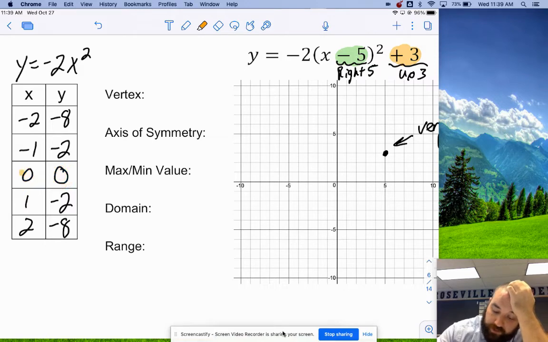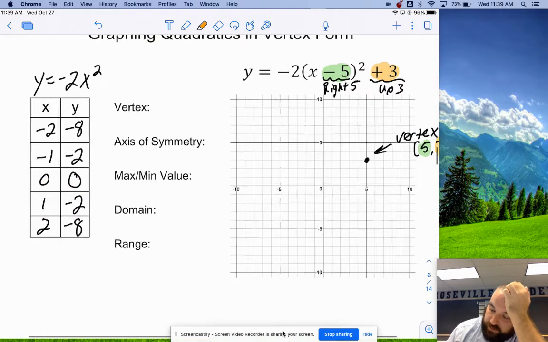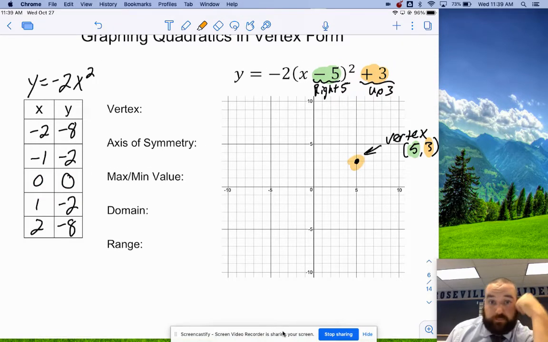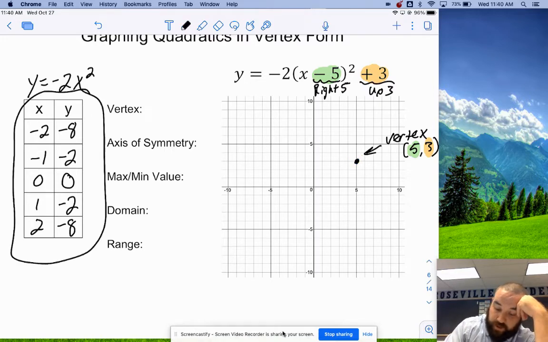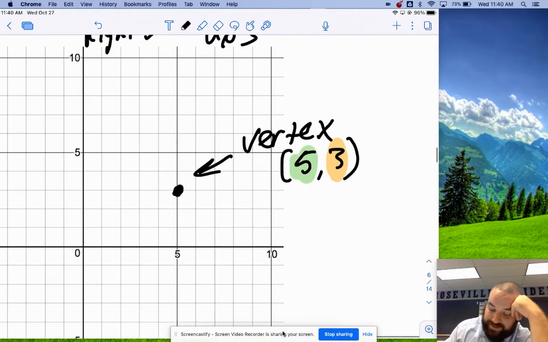But we know that the vertex is actually at 5, 3 right here. Okay, so here's how I like to do this. This might not make sense the first time, and if it doesn't make sense at all, let me know, and I can show you a couple different ways to do this. Okay, but I am going to graph these 5 points, but I'm going to pretend like this point right here is 0, 0.